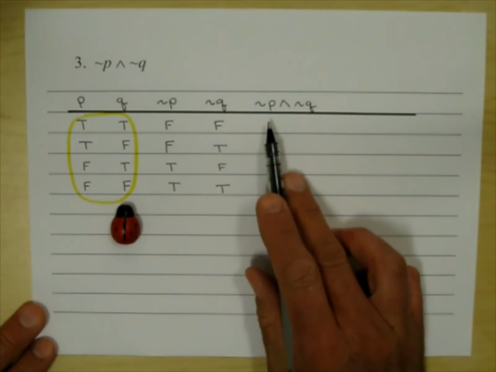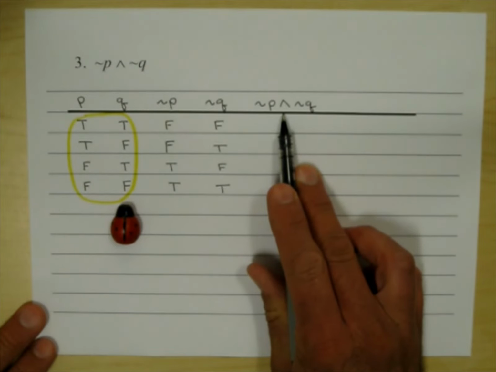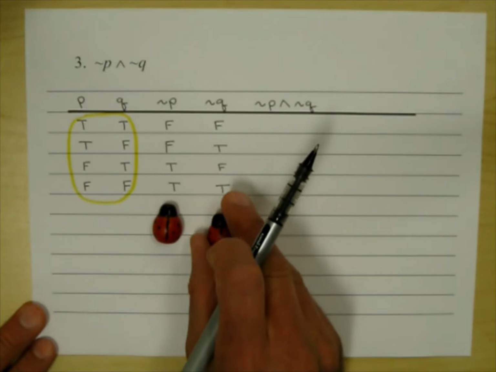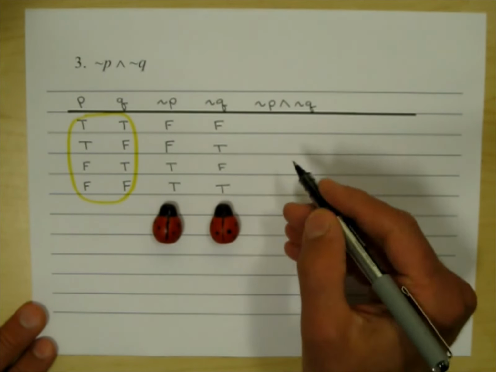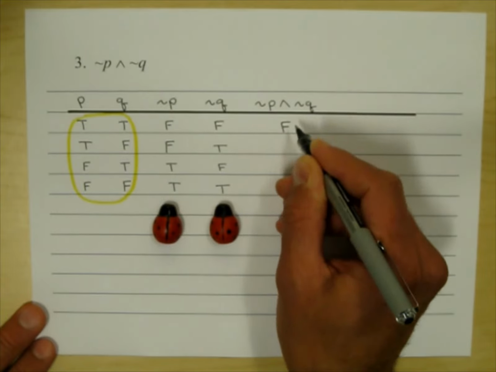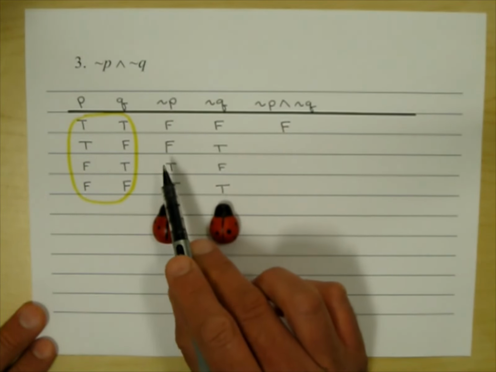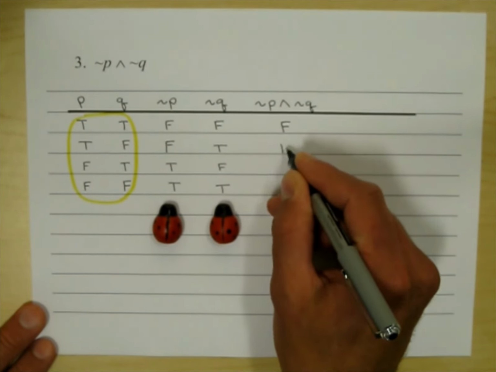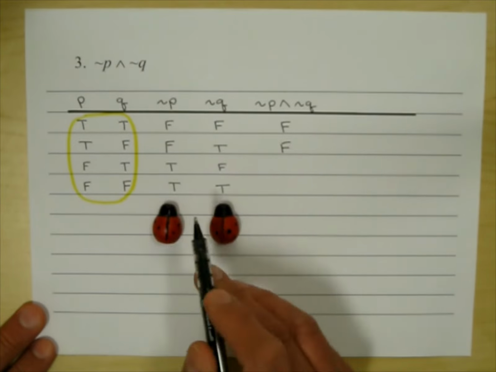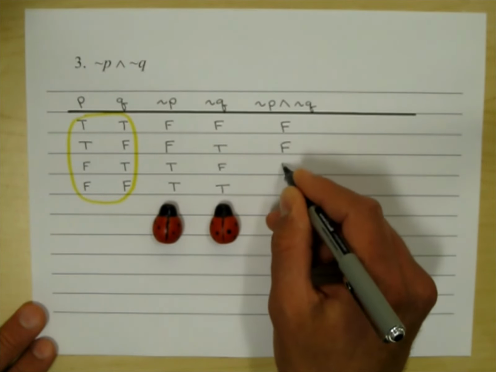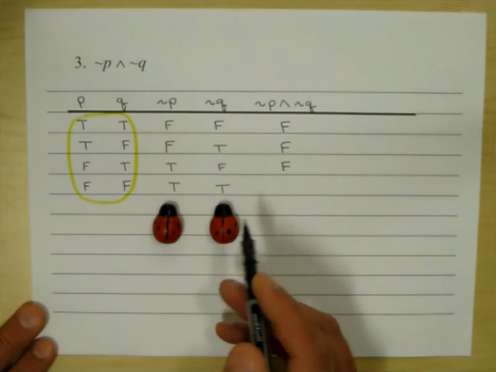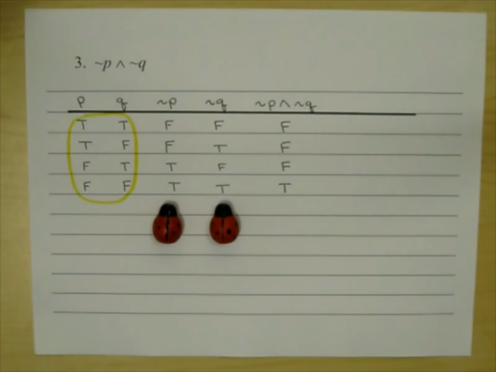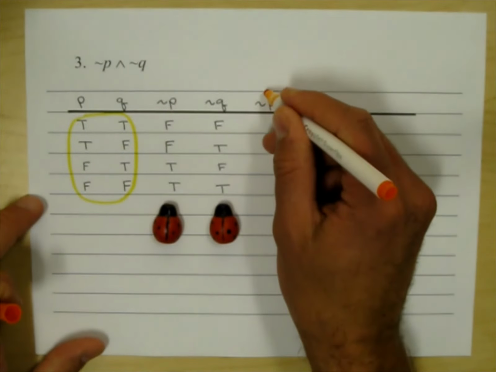Okay, so now we are going to AND the last 2 columns together. False and false equals false. Now, AND is strict, remember? One of his friends is lying, he says, forget you guys. False and true is false. True and false is false. True and true is true. Here's the final column.